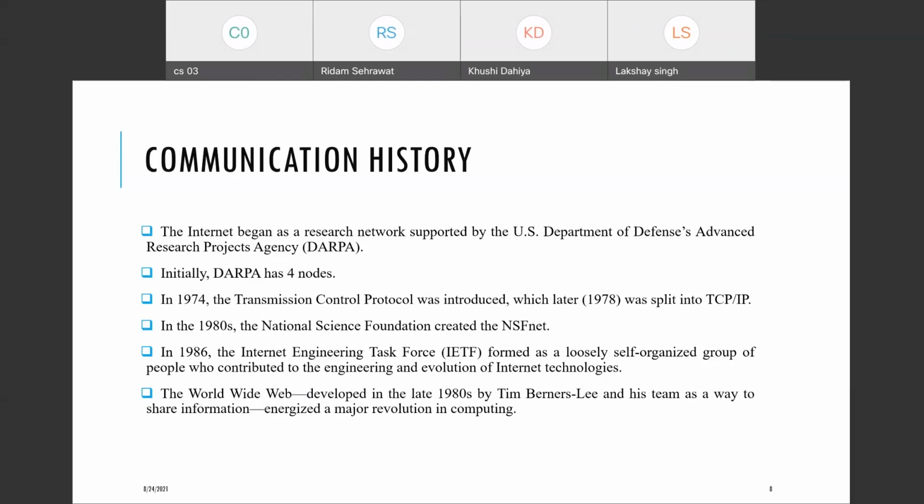Fine. So the next major breakthrough is the invention of the WWW, invented by Tim Berners-Lee. He developed this keeping in mind that they have to share information. Now, whenever you are searching for anything on the network, you have www dot. Without this World Wide Web, you cannot do anything.